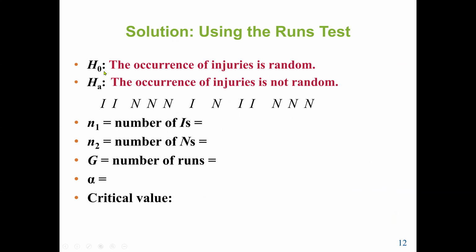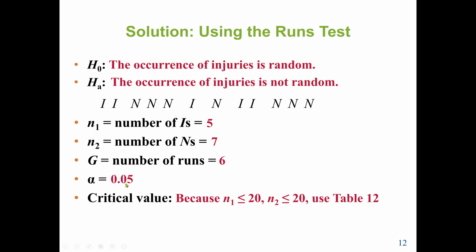We start with our H0: the occurrence of the injury is random. HA: the occurrence of injury is not random. Then we have our sequence. So we can see that here we have N1 and N2. N1 will be the number of Is, so we have, let's count it, 1, 2, 3, 4, 5. Then N2 is 7: 1, 2, 3, 4, 5, 6, 7 Ns. Then G will be the number of runs: 1, 2, 3, 4, 5, 6. So the number of runs is 6.